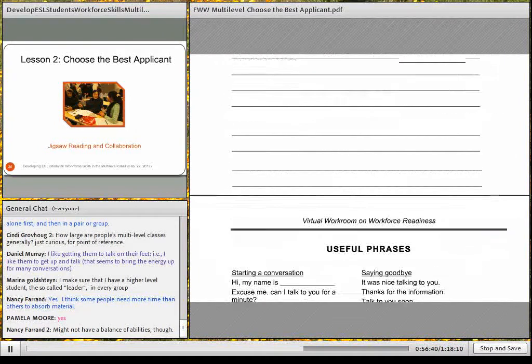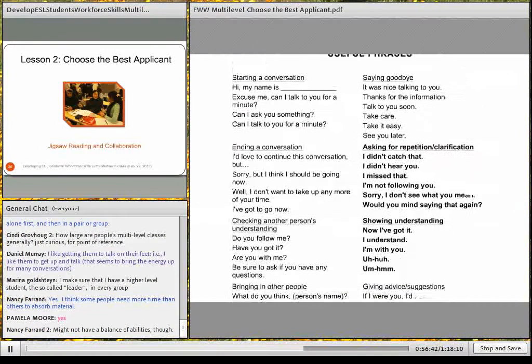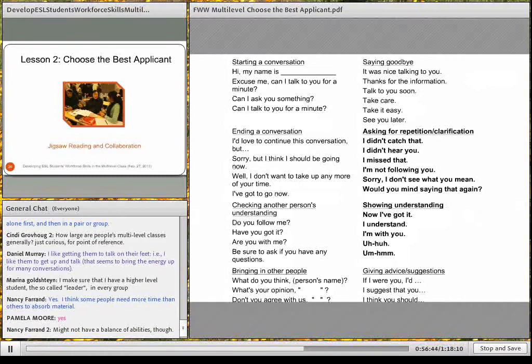And then here also again, they're going to use these useful phrases, asking for repetition and clarification. I didn't catch that, I didn't hear you, I missed that, and etc. And going down to showing understanding. Now I've got it. I understand, I'm with you, and such. And that is choose the best applicant.